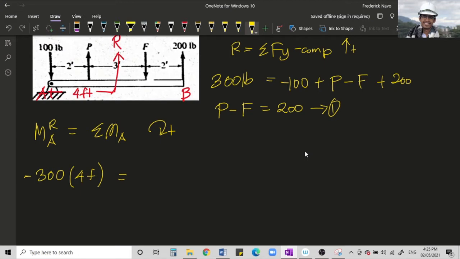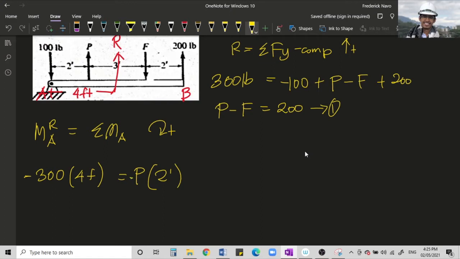So class, itong 100 pounds hindi na natin yan mai-moment kasi wala siyang distance, there is no perpendicular distance. Yung direction and yung line of action ng force niya is directly siya doon sa point A. Okay, so ang may moment natin sa point A will be yung force P, force F, and then yung ating 200 pounds. Okay, so that will be force P times 2 feet. That will be negative din kasi counterclockwise siya.